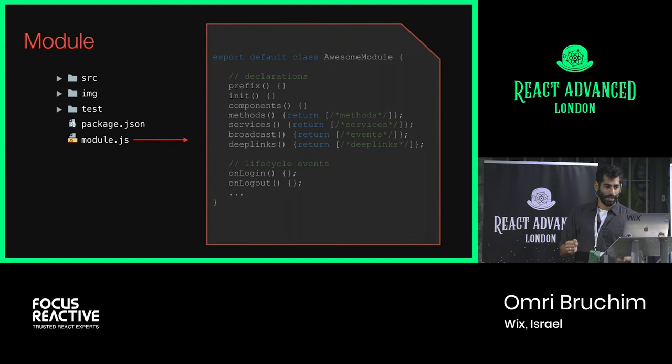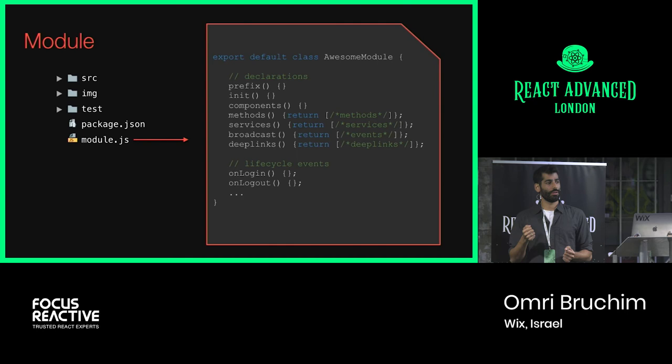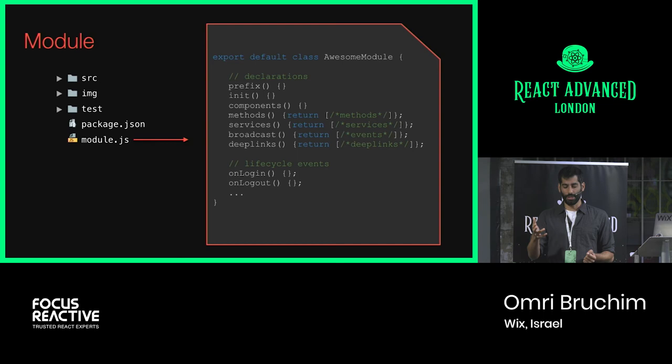And it has module.js. Module.js is actually what I told you, that the module needs to implement an interface, the interface with the outside world, with other modules, or actually with the engine. It has two kinds of functions. One is declaration. Declaration can be a prefix, or the init function, which methods I expose outside, services, deep links, because the engine gets, for example, a push notification, and I want to know which module needs to take this push notification, handle it, and open the screen.